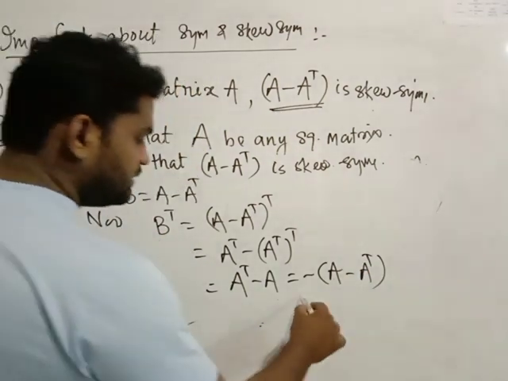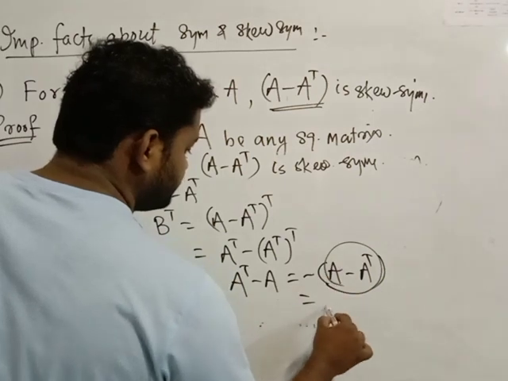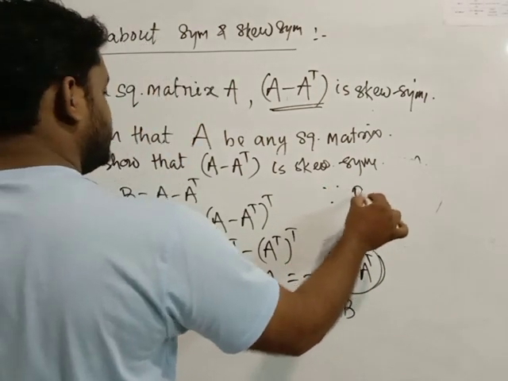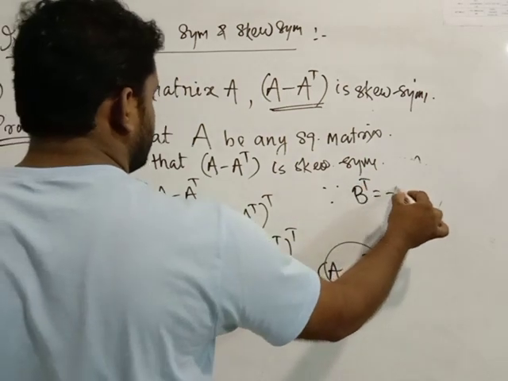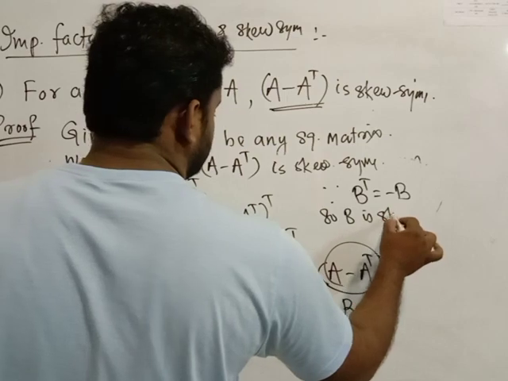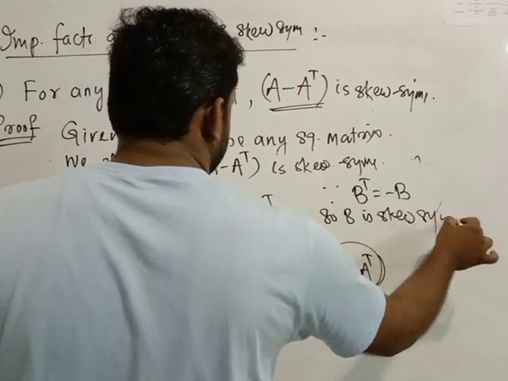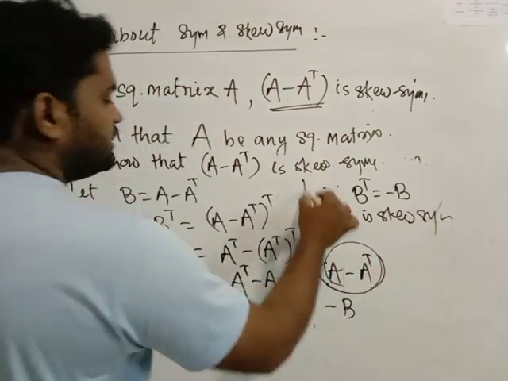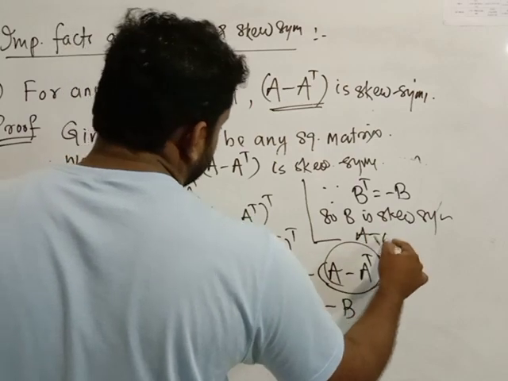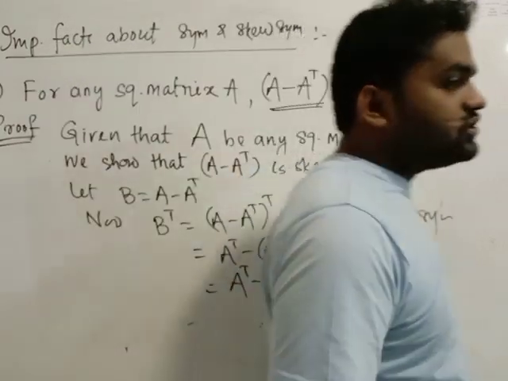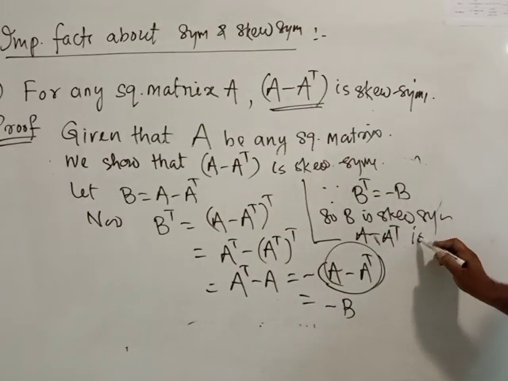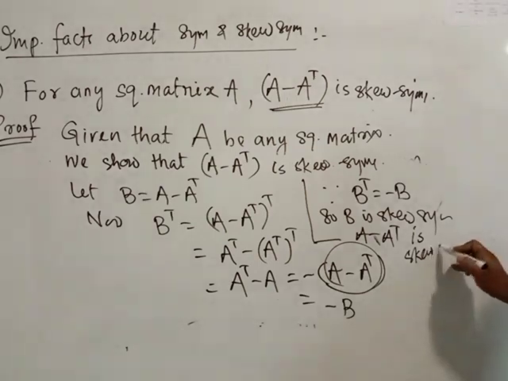So finally, this matrix B, so this one is minus B. Since B transpose is equal to minus B, B is skew symmetric. That means A minus A transpose is skew symmetric.